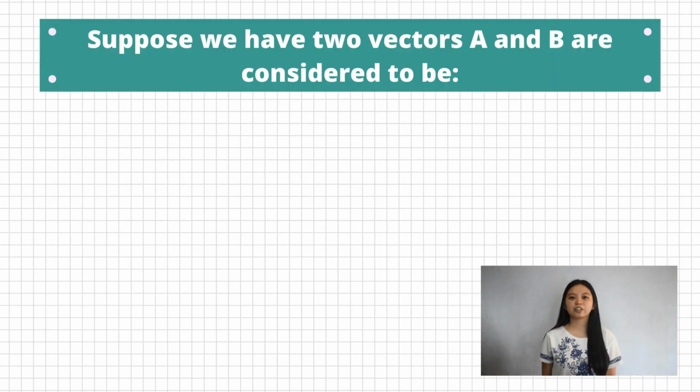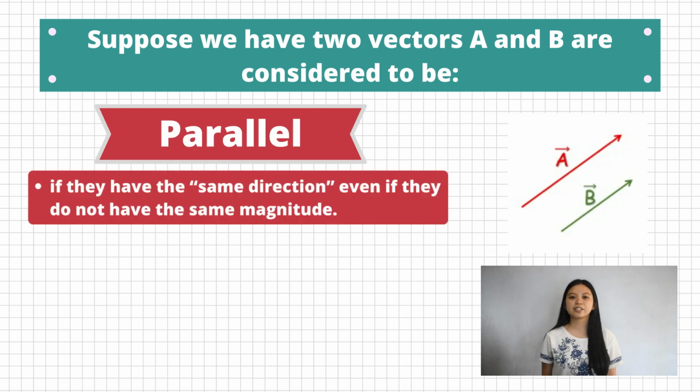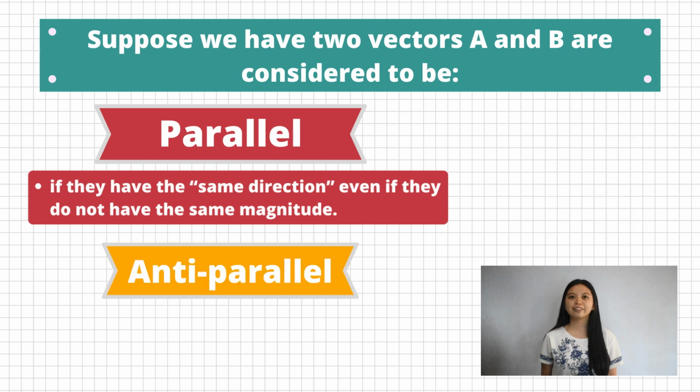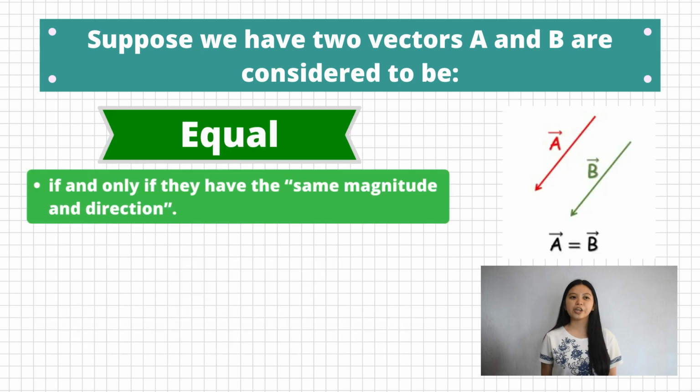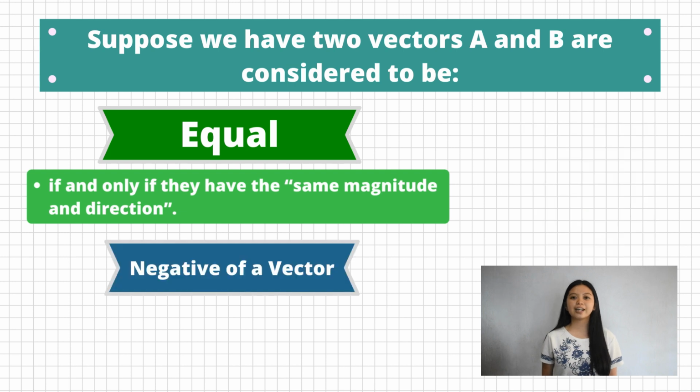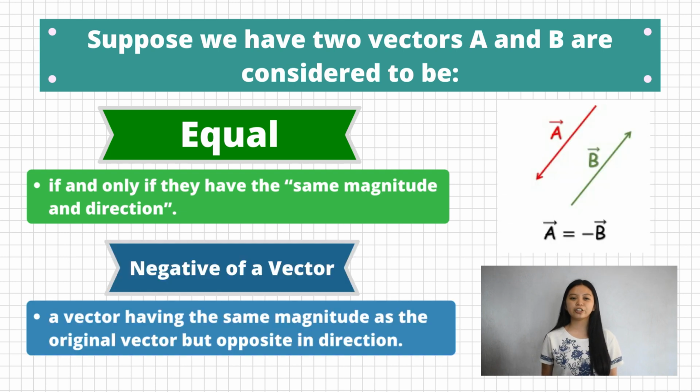Suppose we have two vectors, A and B. They are considered to be parallel if they have the same direction, even if they do not have the same magnitude. Anti-parallel if they have opposite directions regardless of their magnitude. Equal if and only if they have the same magnitude and direction. Negative of a vector: a vector having the same magnitude as the original vector but opposite in direction.